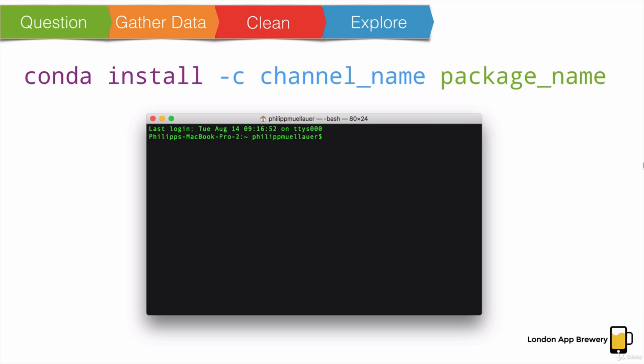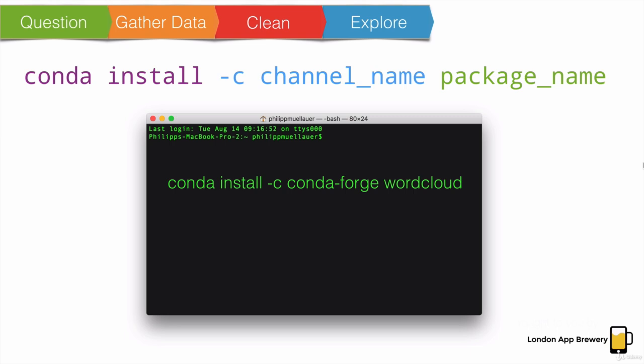This syntax, the -c, works just like you're supplying an argument to a Python function. In our case, the word cloud package is located in a channel called conda-forge, and therefore the code that we will be typing into our prompt will read conda install -c conda-forge wordcloud.